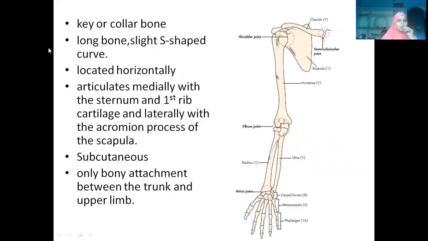Now, see, it is also called as collarbone. It is long bone, slightly S-shaped. So it is located horizontally, articulates medially with the sternum, and just below this we also have first rib. Okay, the cartilage of first rib. First rib laterally, I told you it is articulating with acromion process of scapula. If you just feel our own clavicle, you can see this is the bone which is subcutaneous. Okay, and it is the only bone which is forming a link between the trunk and upper limb.